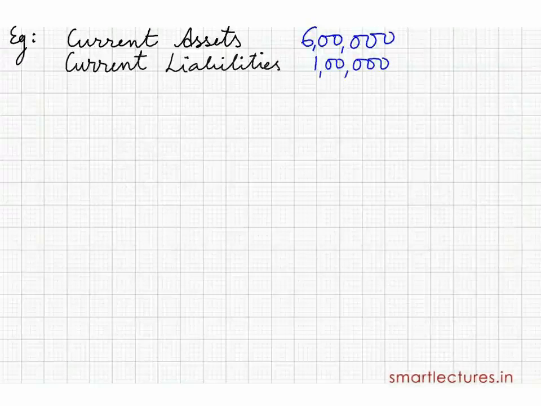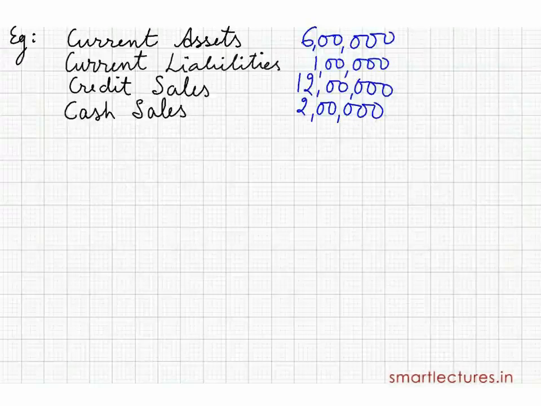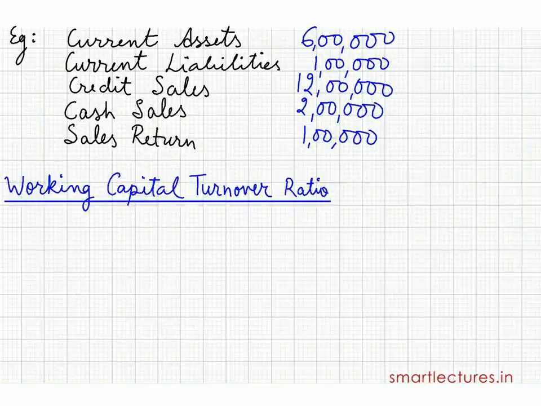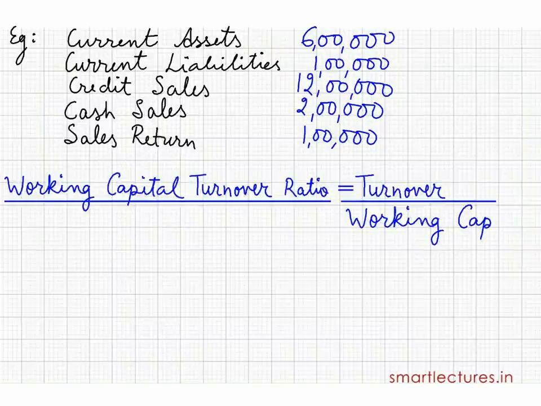Suppose in a company, current assets are 6 lakh rupees, current liabilities are 1 lakh rupees, credit sales 12 lakhs, cash sales 2 lakhs, sales returns 1 lakh. Calculate working capital turnover ratio. You know the formula is turnover upon working capital. Turnover means net sales upon working capital.